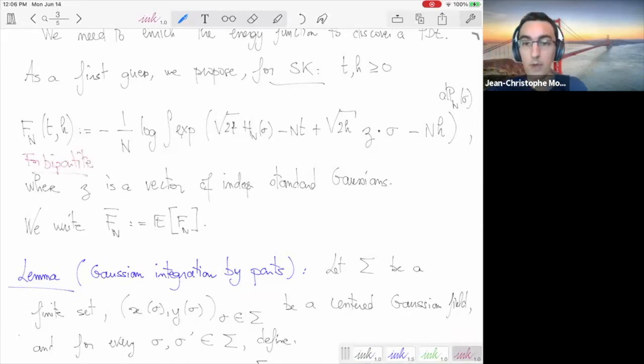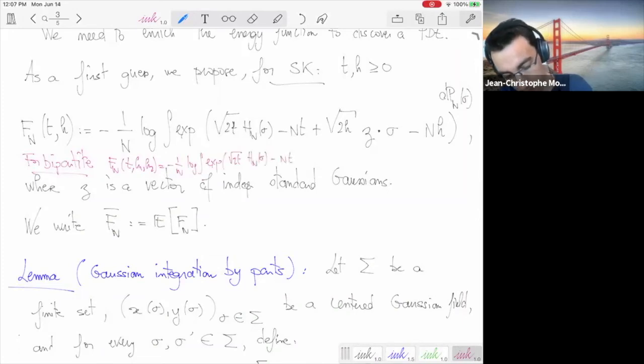For the bipartite case, I would like to have, in fact, two variables with which to play. Let's say Fn of t, h1, h2 equals 1 over n log integral exponential. Same thing as above so far. But then I want to put some random field on this first vector of n components called sigma 1, and also another one on sigma 2.